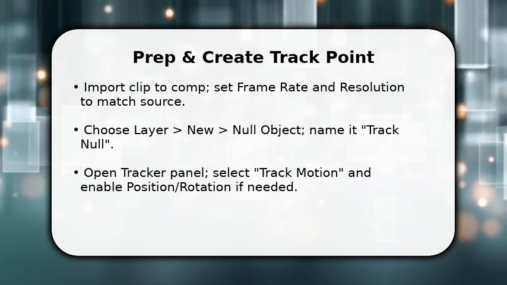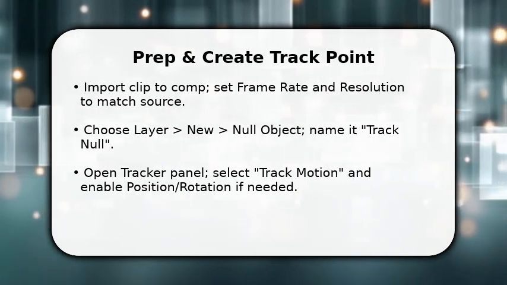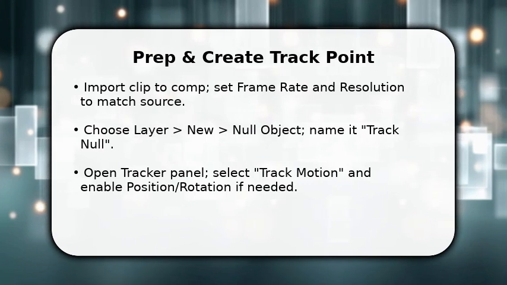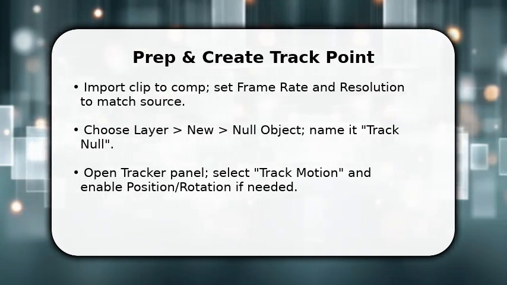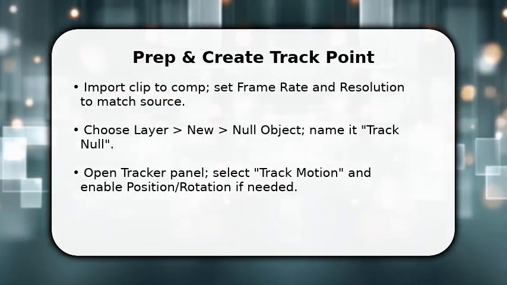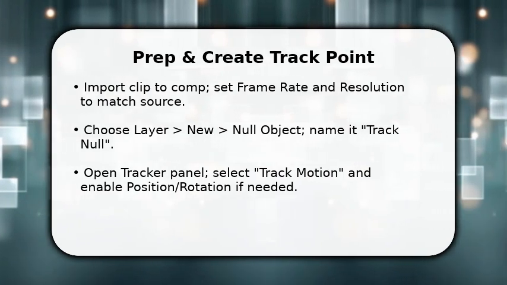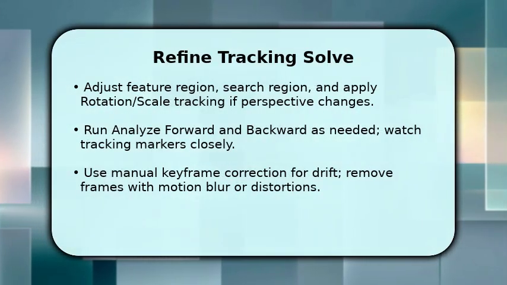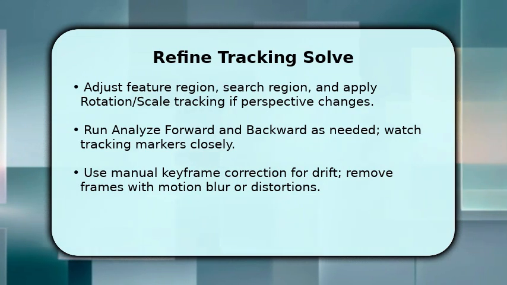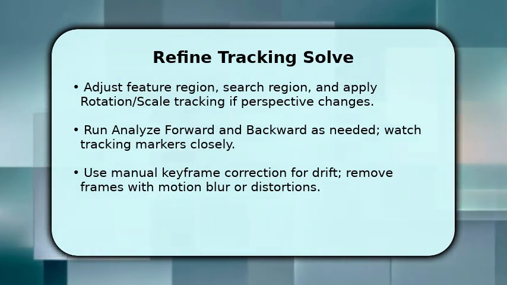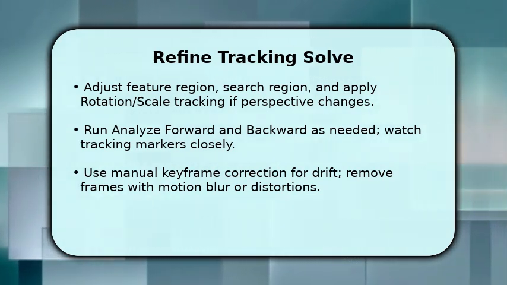Next, open the tracker panel, click Track Motion, and place a clear high-contrast track point on your subject. You want a defined pattern and surrounding search region for accurate matching. With the point placed, refine the regions. Shrink the feature box to the smallest reliable pattern and expand the search region to cover expected movement.